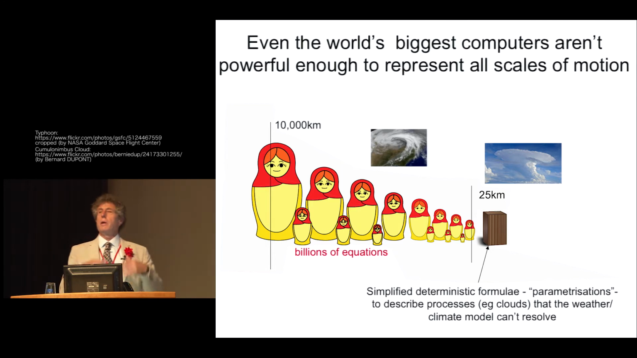In my work, we call these parametrizations. They're simplified equations to describe processes that the climate models can't resolve. So this is a fundamental reason why simulating weather and climate is still approximate. It's not precise. And this is how the Navier-Stokes equations are represented on a computer.